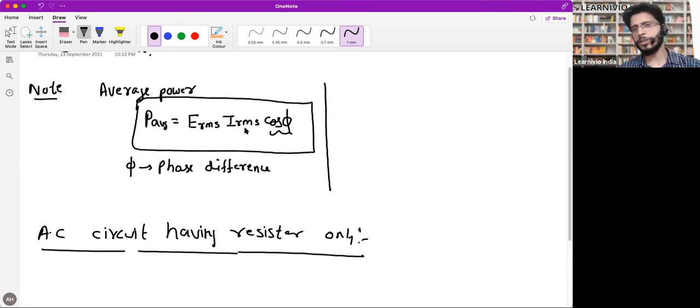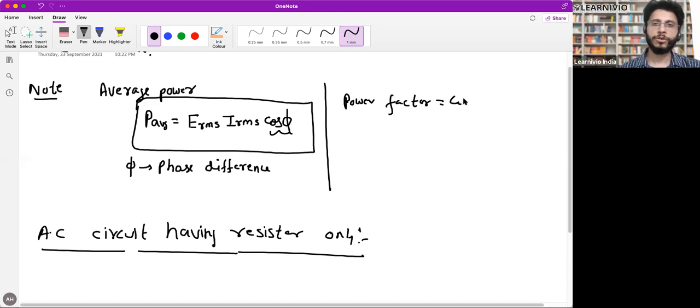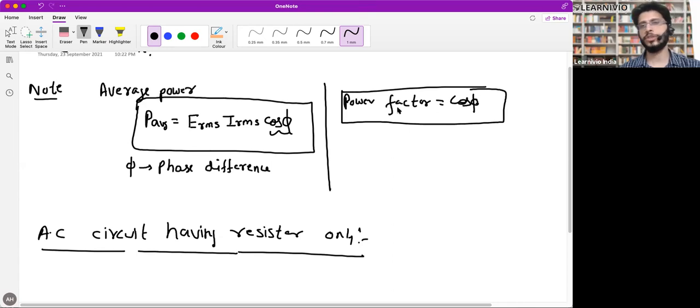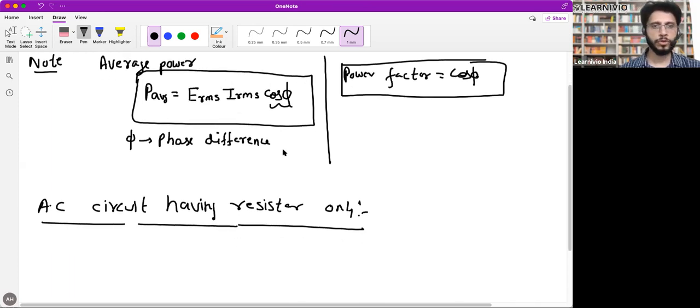See, this ERMS into IRMS is the same as that of DC. In DC, we wrote that power is I square R, or V square by R. We can write it as VI. This cos phi that we are using here is known as power factor. These are two new terms that we will be using in AC. One is average power, ERMS, IRMS into cos phi. The other is power factor, which is cos phi only, where phi is the phase difference. Note it down.